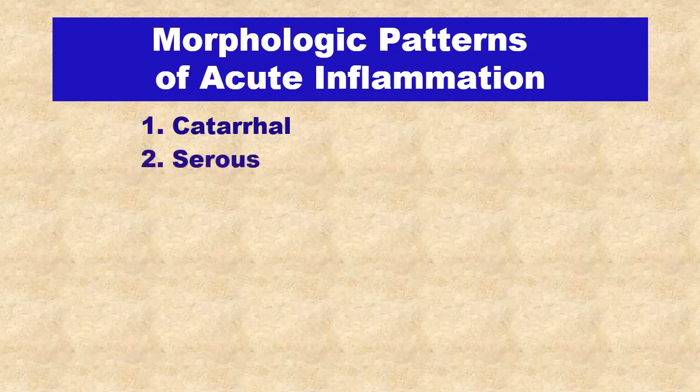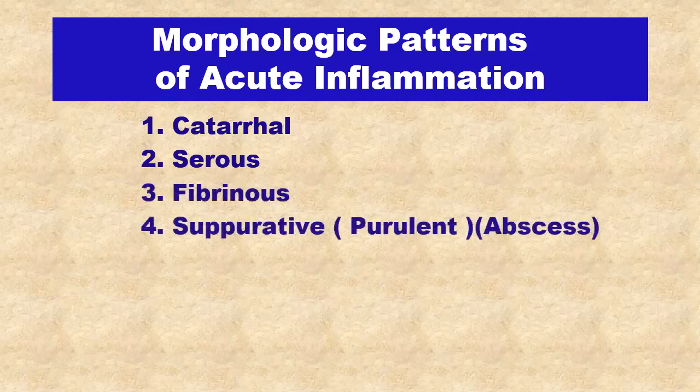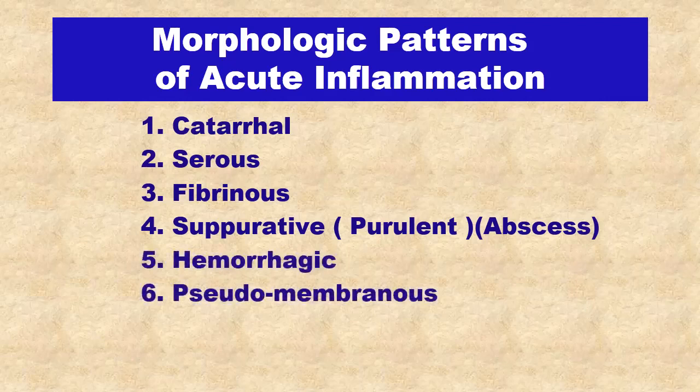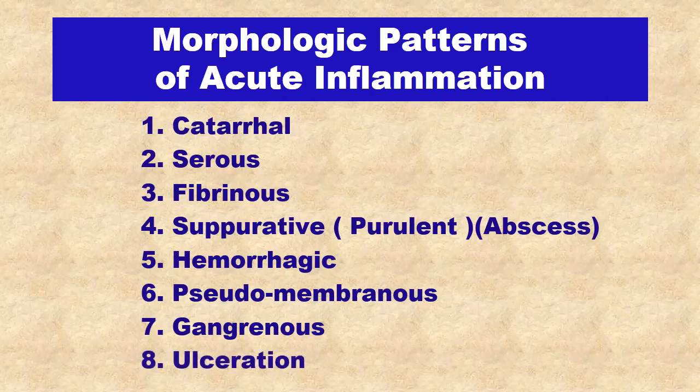second, serous inflammation; third, Fibrinous inflammation; fourth, Suppurative or Purulent inflammation with abscess formation; fifth, Hemorrhagic inflammation; sixth, Pseudomembranous inflammation; seventh, Gangrenous inflammation; and eighth, Ulceration. So, the morphologic or pathologic features of any disease include the gross or macroscopic features by naked eye examination and microscopic or histologic features by light microscopic examination.